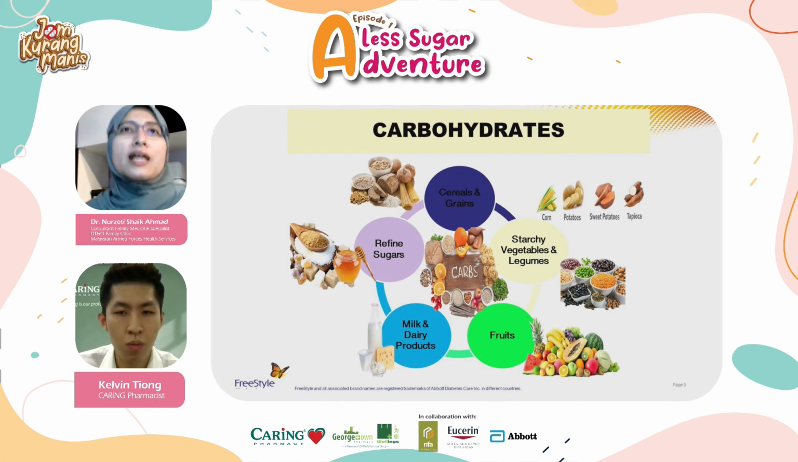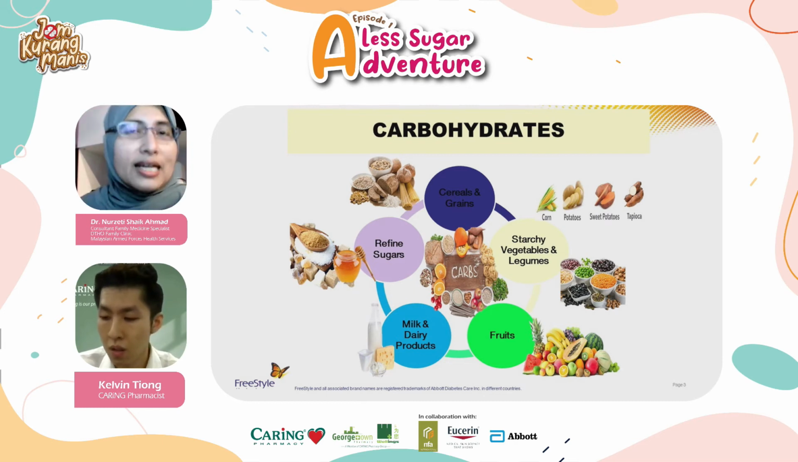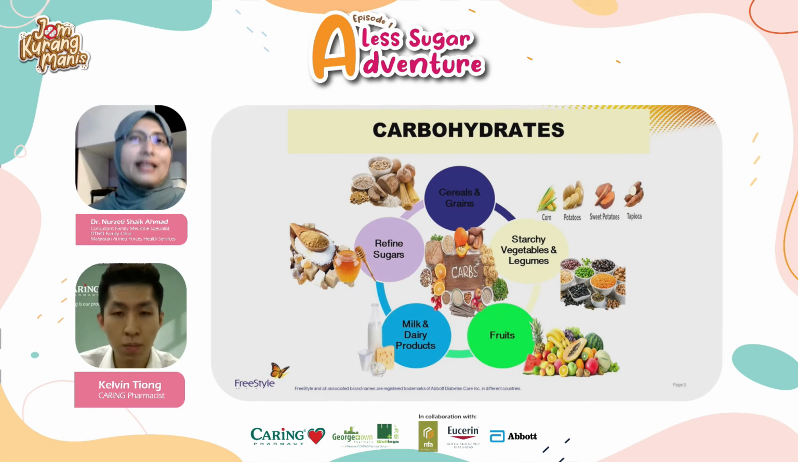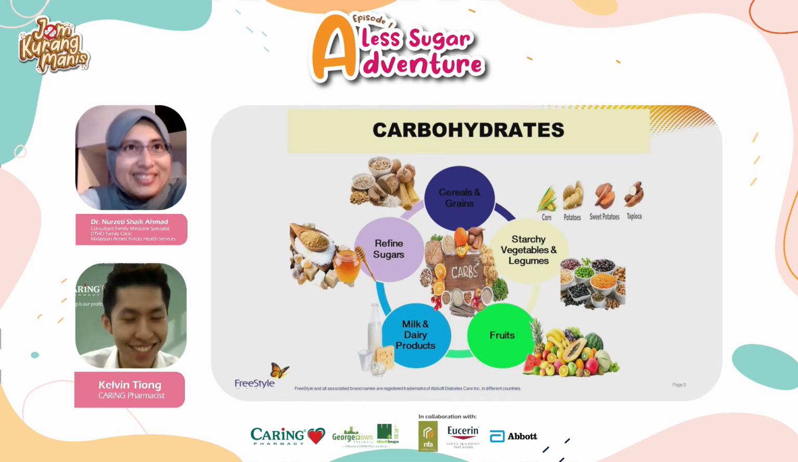As you can see, there are so many foods under the carbohydrate group: cereal and grains, starchy vegetables and legumes, fruits, even the healthy fruits, and healthy milk and dairy products. They are considered healthy food, but they still contain sugar, and diabetic patients might not be able to tolerate it. Ideally, if you are a diabetic patient and you can avoid all this food, then the problem is solved.